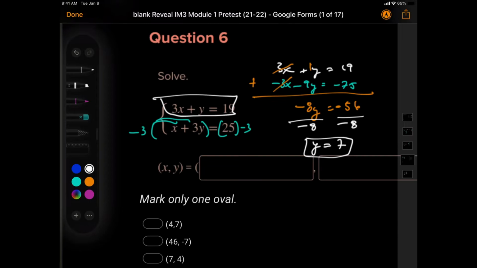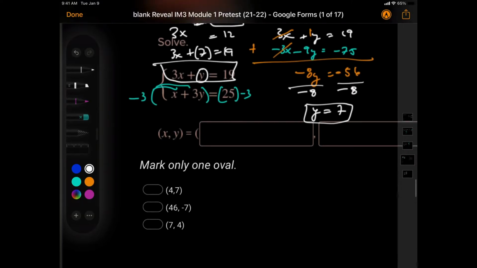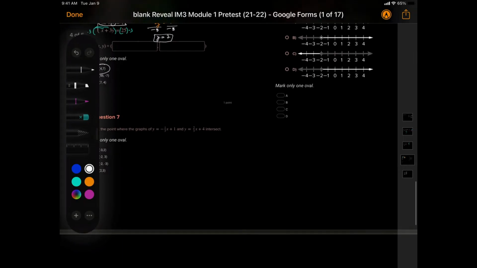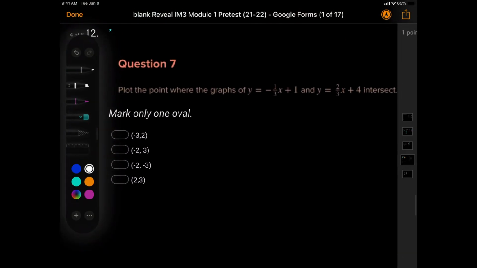Let's work with a smaller number. So if y is 7, subtract the 7 from both sides, you're going to get 3x, oops, divided by 3, x is equal to 4. So 4 comma 7 is our answer. Plot the point where the graphs intersect.